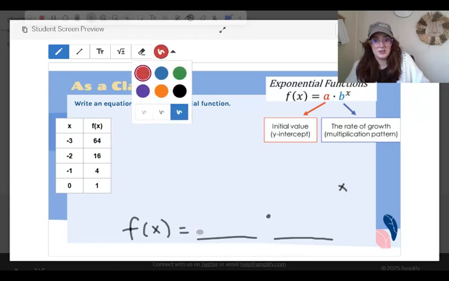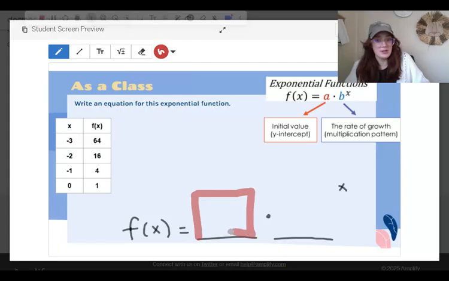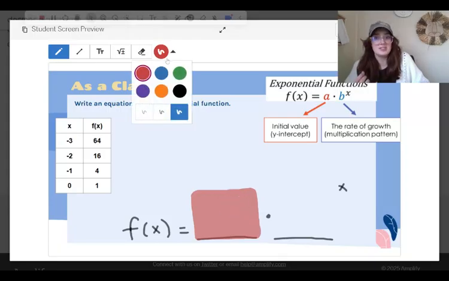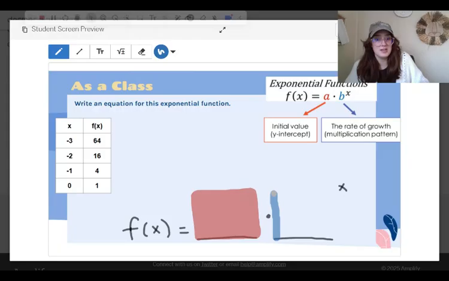All right, so I'm just color coding because we love color coding. We love to stay organized in math. Just like with y equals mx plus b for linear equations, same idea for exponential, except this is our formula: a times b to the power of x. All we're plugging in is an a and a b.